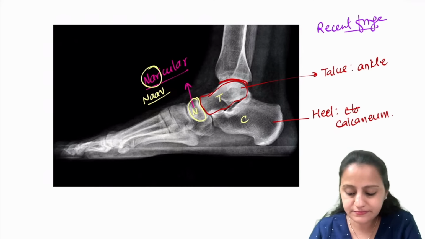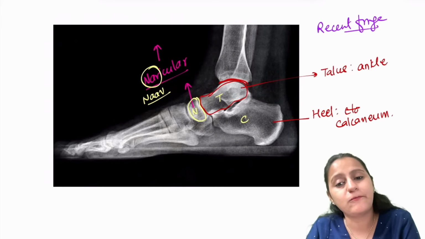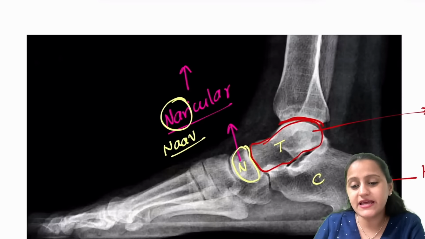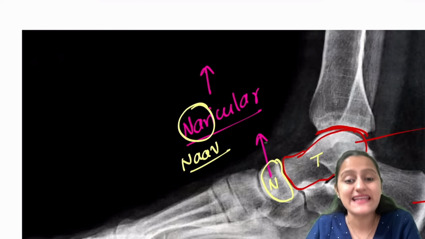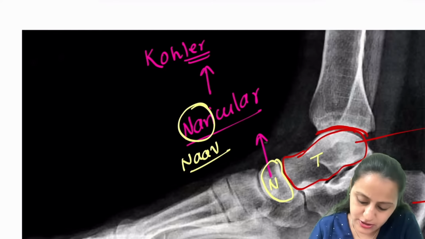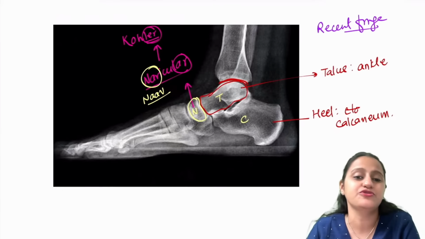Okay. What is the osteochondritis of navicular called? What disease? Köhler. What is the name of the osteochondritis affecting navicular? Remember, navicular is rhyming with Köhler. Okay, so that is Köhler disease. Köhler is the osteochondritis of navicular.